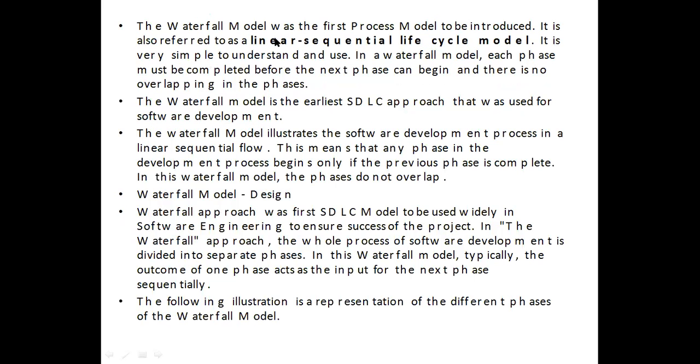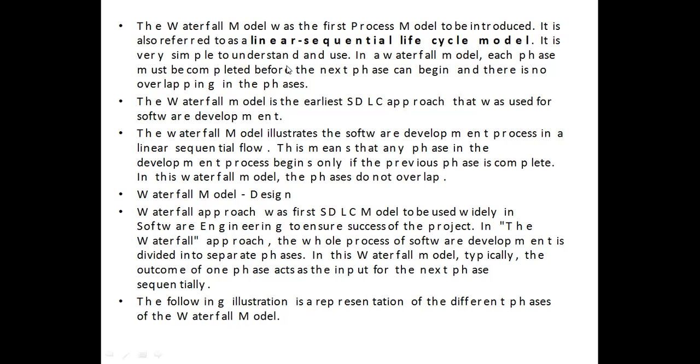The waterfall model was the first process model. In software development lifecycle models, the waterfall model is the first development process model introduced. It is also referred to as the linear sequential lifecycle model. The waterfall model is called a linear sequential model because each phase or each step will be performed after one another, that is, sequentially. That's why this is also called the linear sequential life cycle model.